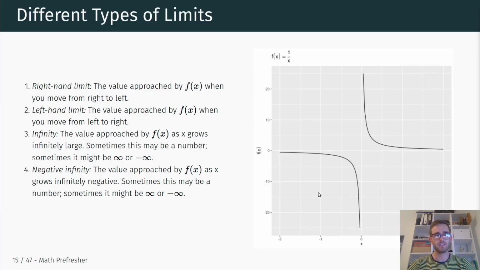Two other types of limits are infinity and negative infinity, and what we mean by that is basically just the value approached by f of x as x grows infinitely large or grows infinitely negative. So in the context of f of x equals 1 over x, the limit at infinity and at negative infinity would both be 0, as the function is approaching 0 as x approaches both plus infinity and minus infinity.